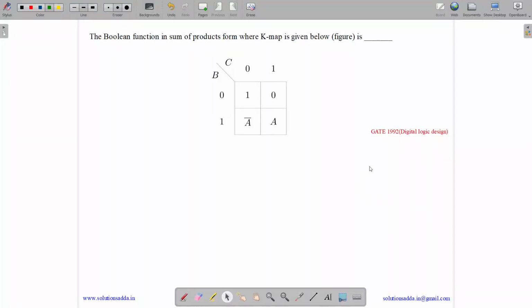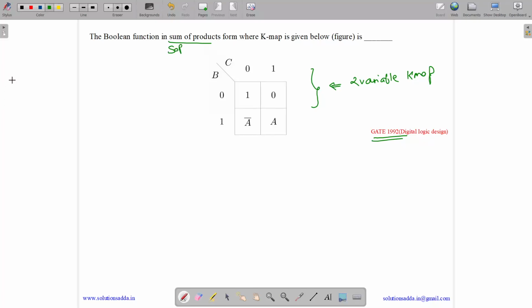The question belongs to the subject Digital Logic Design and the topic name is K-map, and it was asked in GATE CSE 1992. The question states, the Boolean function in sum of products form where the K-map is given below is. So here we are given a two variable K-map, and we need to find the SOP form for this K-map.